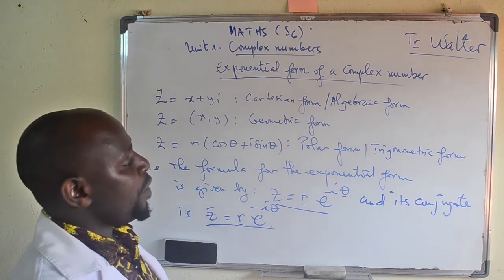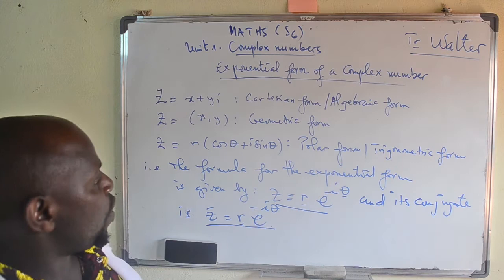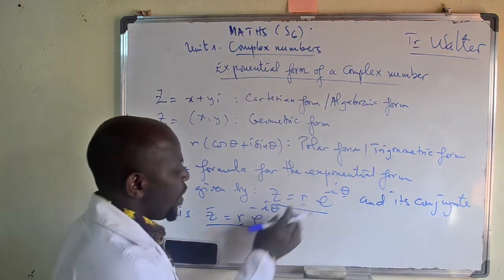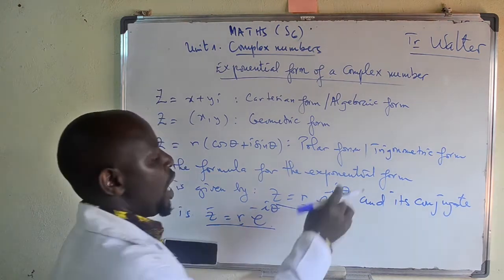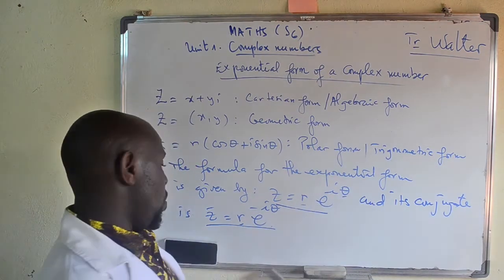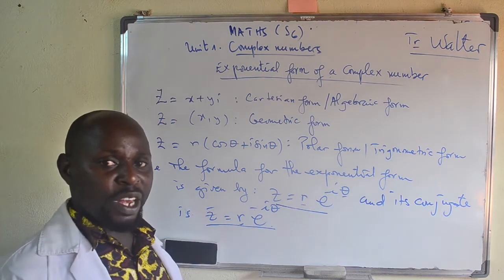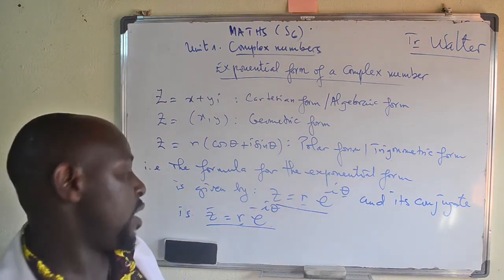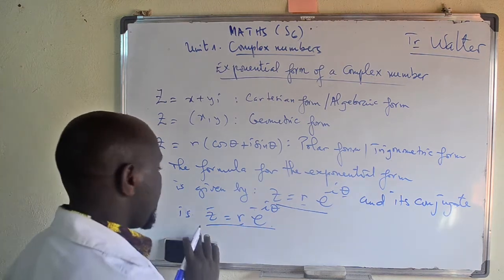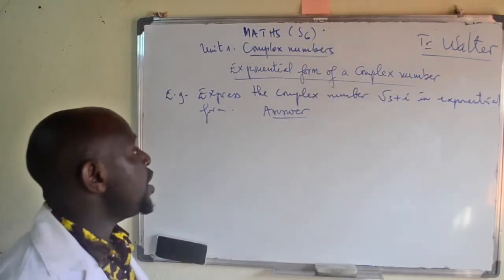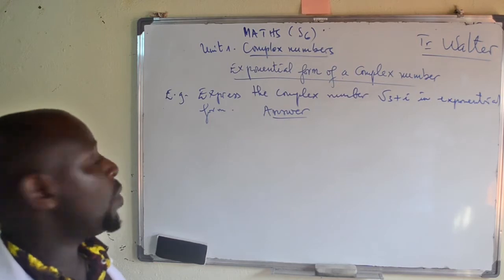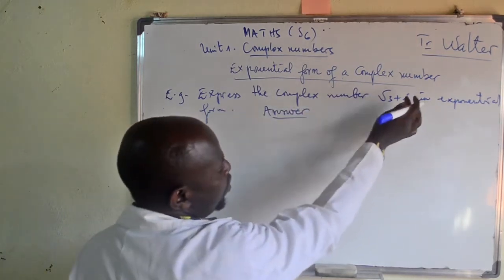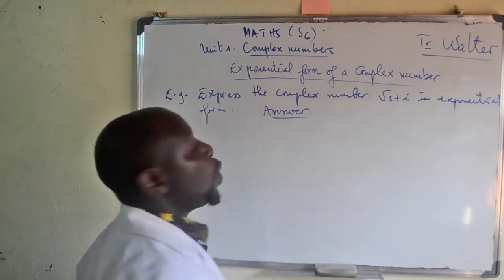So, when we are going to find the exponential form of a complex number, we don't do anything else. We just find the modulus of the complex number, and we find theta, and then we get it. So I'm going to read you an example which will help us to understand better how we find the exponential form of a complex number. Ladies and gentlemen, this is an example that we have. We have to express the complex number square root of 3 plus i in exponential form.